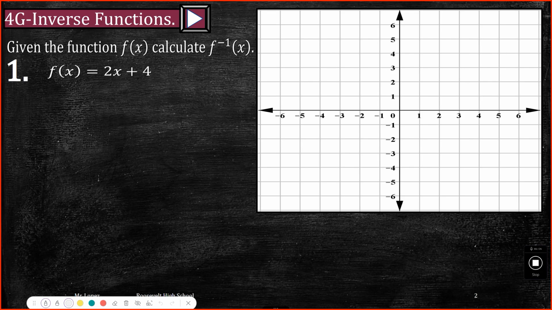Lesson 4G, inverse functions. So given the function f of x, calculate f inverse of x. That's what this is right here, f inverse of x.